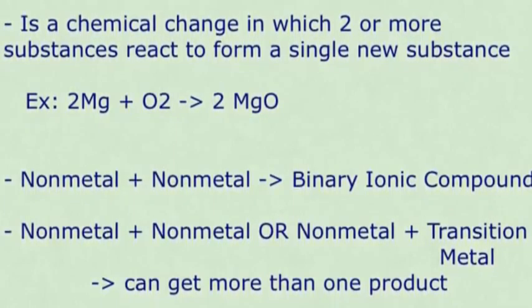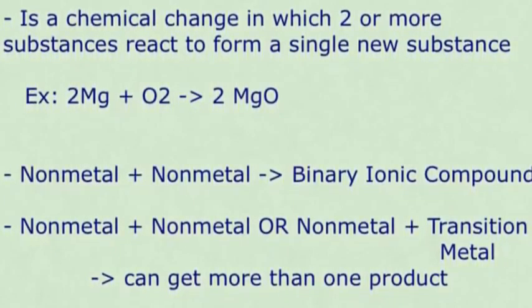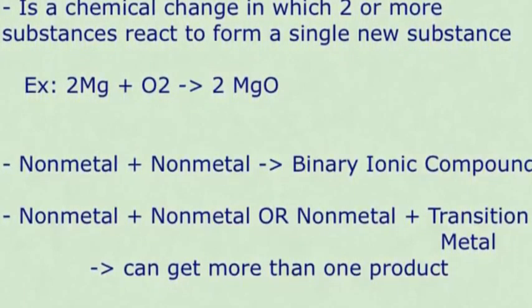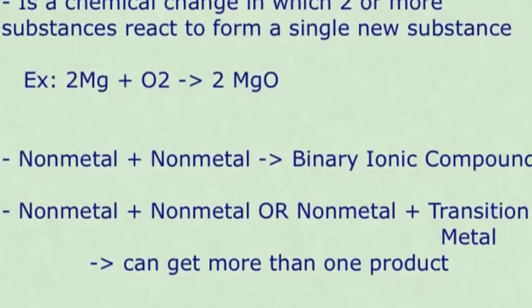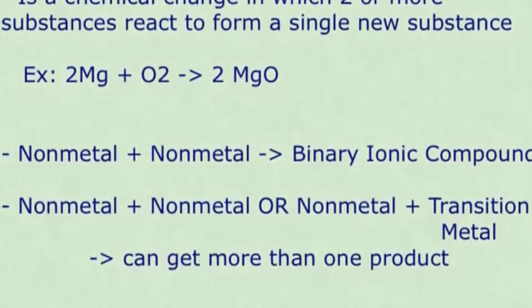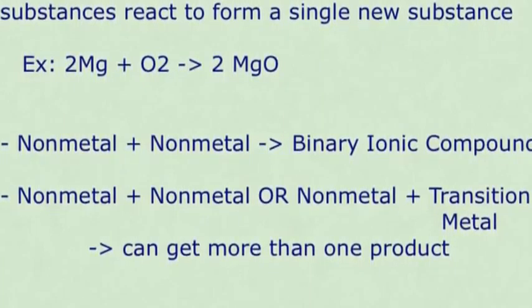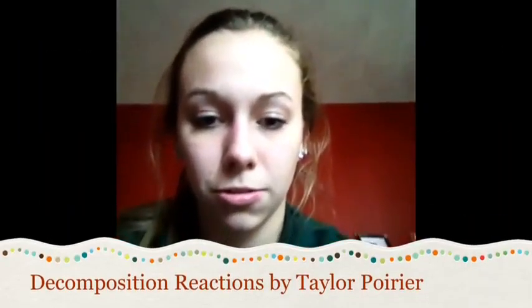When you combine a nonmetal with another nonmetal, you will get a binary ionic compound. When you combine a nonmetal with another nonmetal, or a nonmetal with a transition metal, it is possible to get more than one product. Some chemical reactions are the opposite of combination reactions.